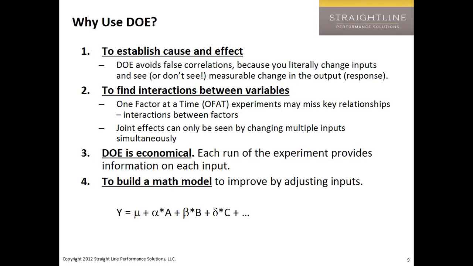Second thing is we can find key interactions. Now, that might be the difference between running a process in a common sense fashion. Oh, let's just do what we think is right. Let's just use people's ideas that are coming to them off the cuff. Or really understanding deeply what's happening. As I change one factor, the influence of another factor is now changing. That's called an interaction. Third reason is that it's economical.